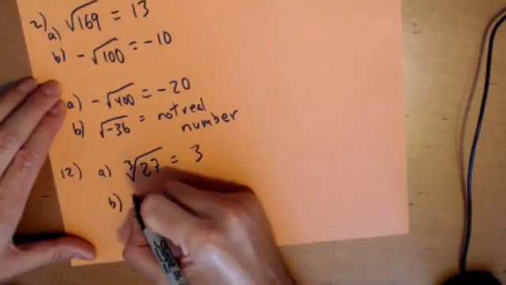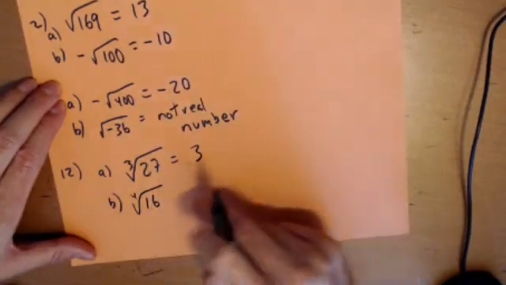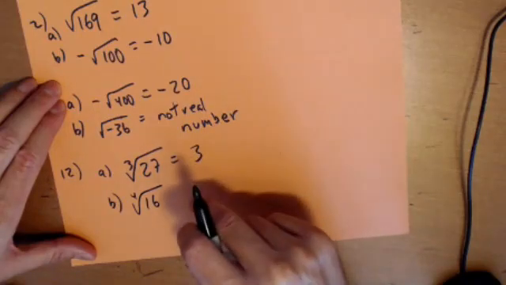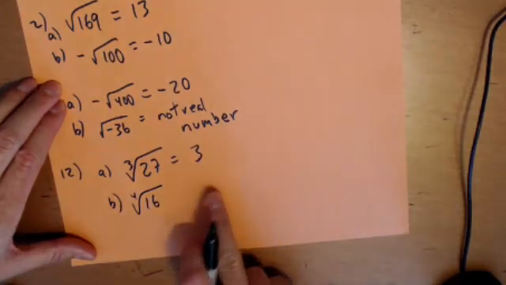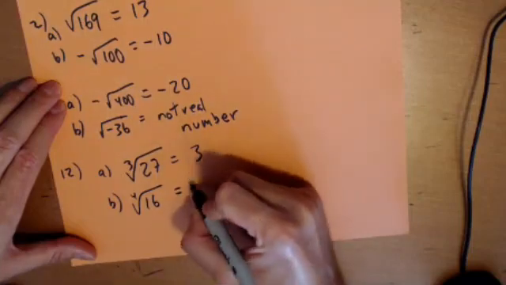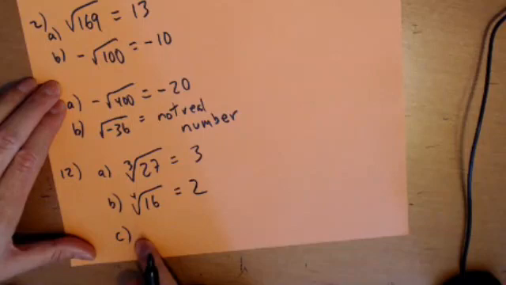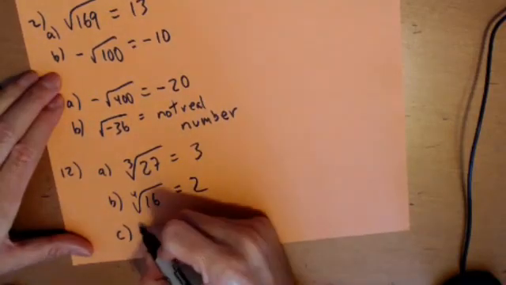B, fourth root of 16. What number times itself 4 times? Like number times number. So turns out 2 times 2 times 2 times 2. I make it look easy because I'm familiar with these numbers. 12c, fifth root of 243.